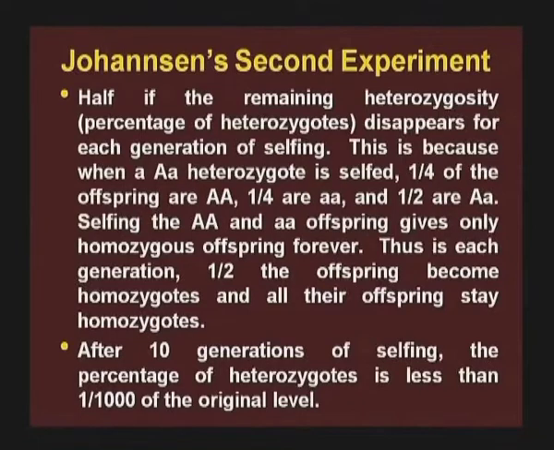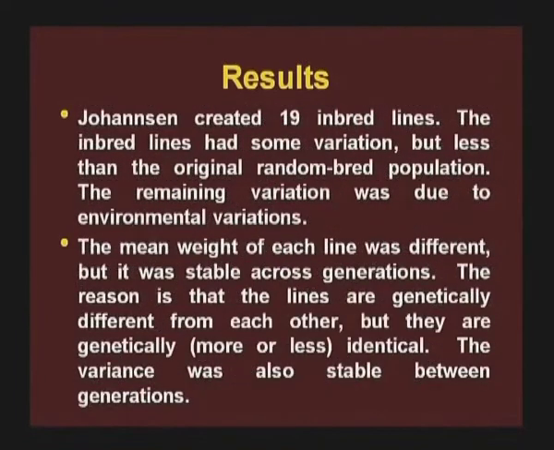Through continuous inbreeding, he obtained pure homozygosity. After 10 generations of selfing, the percentage of heterozygotes is less than 1 out of 1000 of the original level, that is the extreme level of homozygosity. Results: Johannsen created 19 inbred lines. The inbred lines had some variation, but less than the original random bred population. The remaining variation was due to environmental variation.